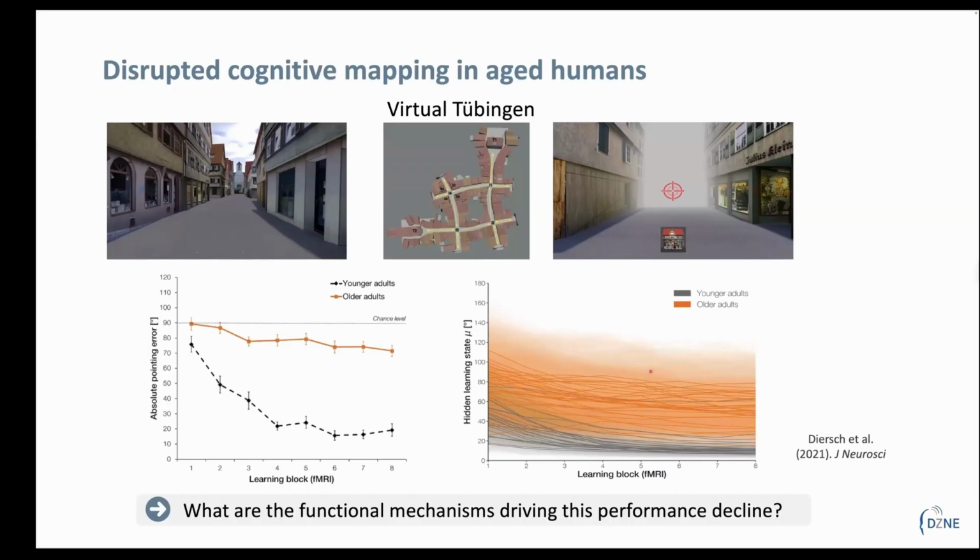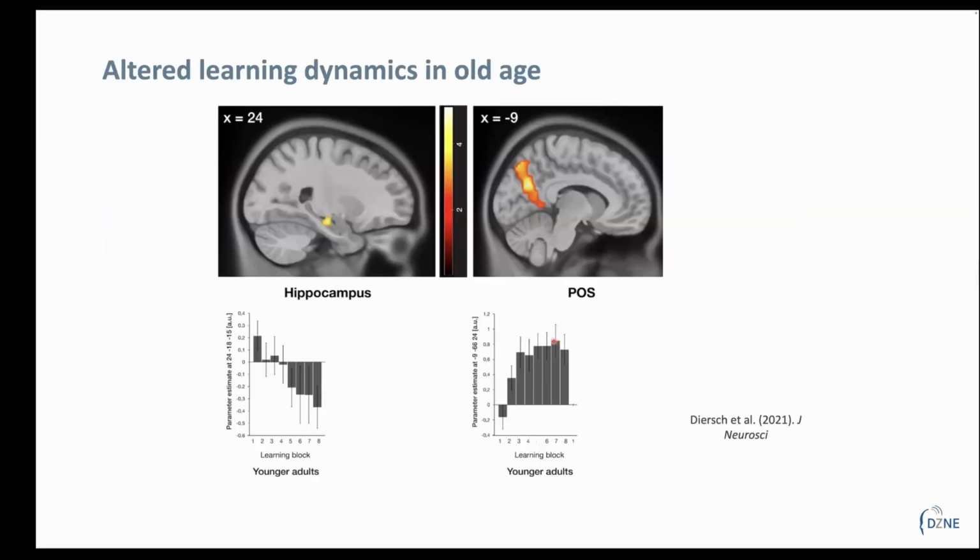So what are the mechanisms that could drive such performance decline? When we record signals in the hippocampus, what we typically observe in younger adults, as shown in many studies, is that initially, when the environment is unfamiliar, you see strong hippocampal recruitment, but as learning progresses, this signal very quickly fades down. Conversely, in structures such as retrosplenial cortex and parieto-occipital sulcus, you see the opposite: a signal that emerges with learning and seems to track the integrity of the spatial map, your cognitive map.